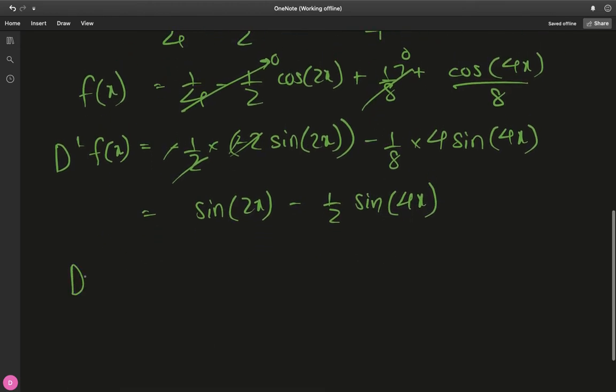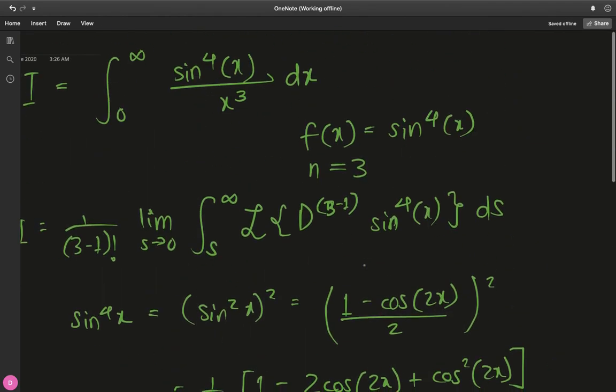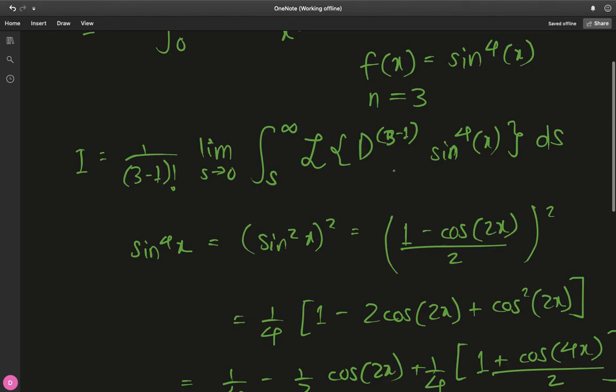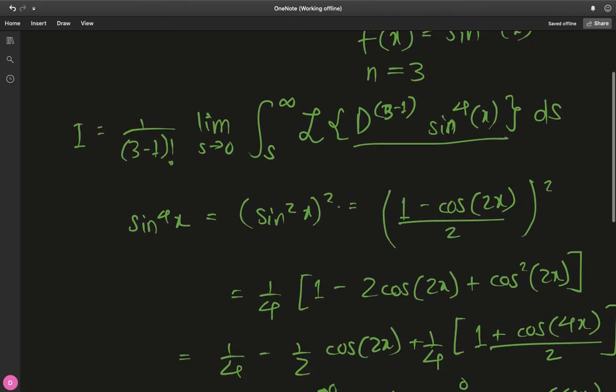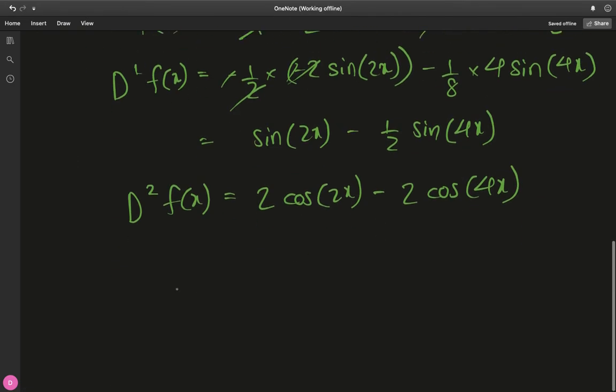Now let's take the derivative again. So the second derivative of f of x with respect to x is going to be 2 times cosine of 2x minus 2 times cosine of 4x. Well, now we can easily take the Laplace transform. We have the second derivative, we have this term. Let's take the Laplace transform of that.